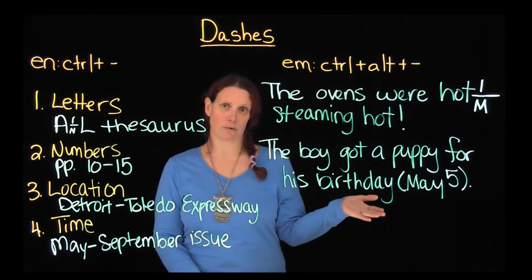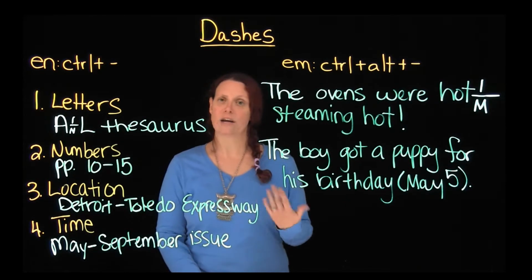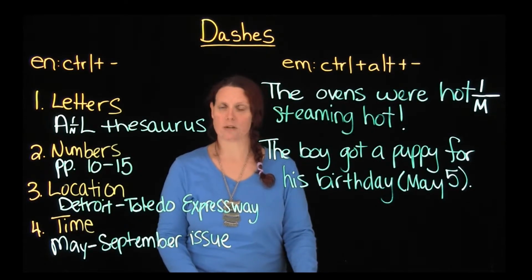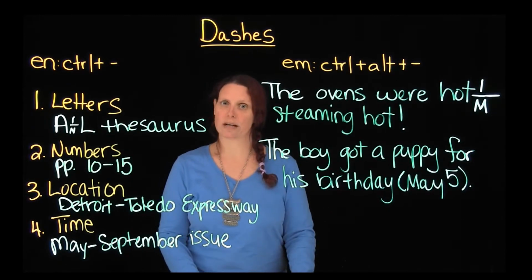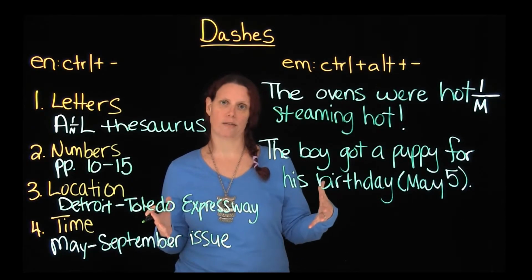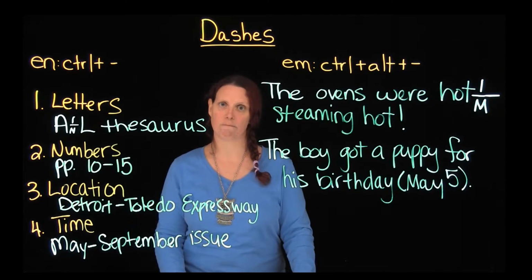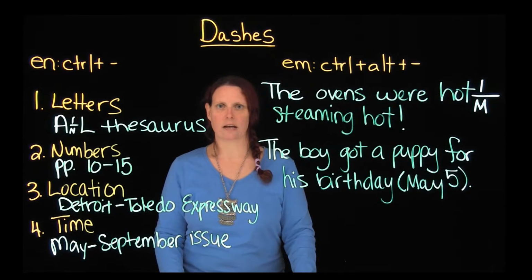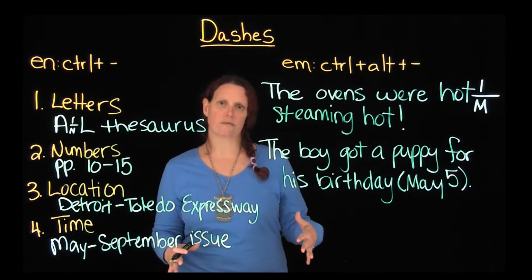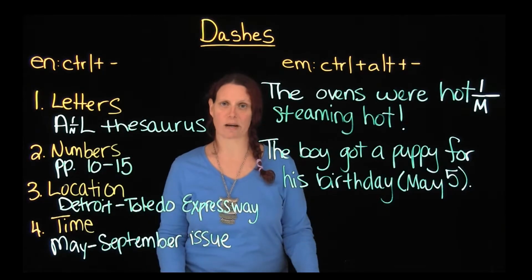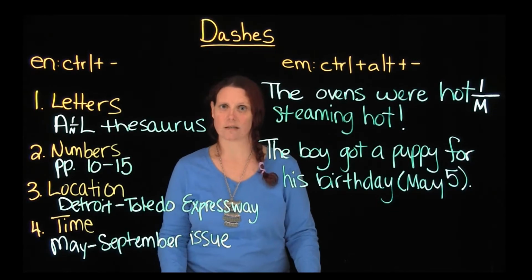It could be used in the middle of the sentence. I could have said, for his birthday (May 5th), the boy received a puppy. In the same case, both are just whispering the information, and whatever is on the outside of the parentheses is what's highlighted. Or I could actually just use commas in a sentence. If I use commas, all of the information is of equal balance. I'm not trying to shout or whisper the information. I'm just giving you extra stuff.